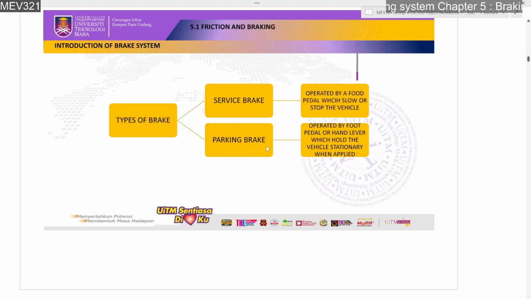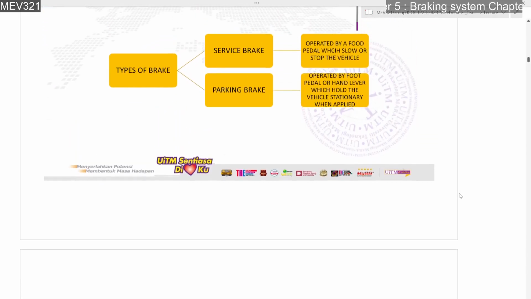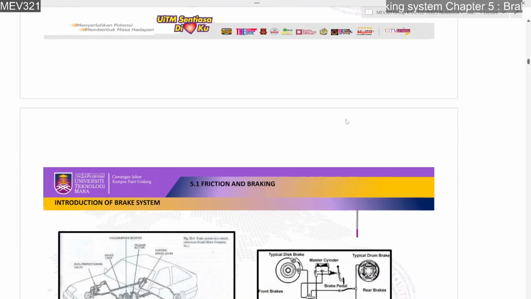So every time I tell you about the service brake, you know, okay, service brake is the brake that you press the pedal to slow down your car, and the parking brake is what the system uses when you park the car. So that's it, just an easy explanation of the types of brakes here.